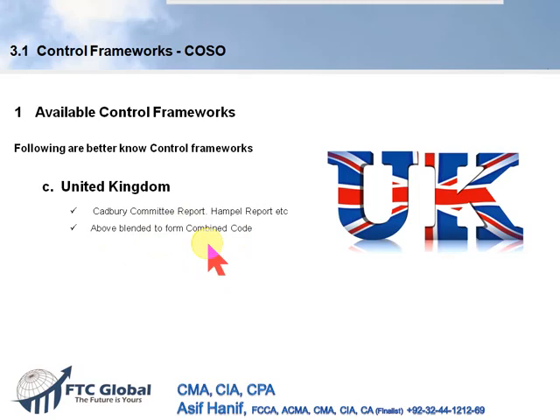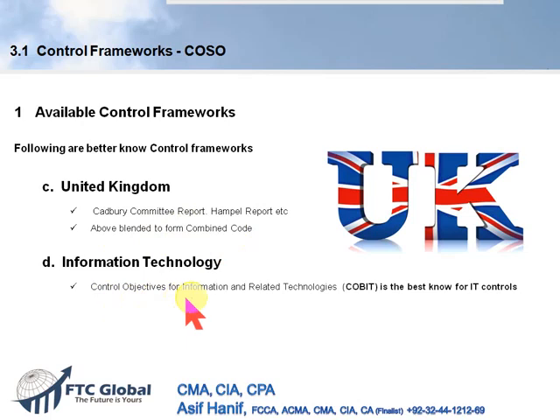Then we have certain frameworks for information technology: Control Objectives for Information and Related Technologies, called COBIT. It is the best known IT control. There is one more within IT, Electronic Systems Assurance and Control, eSAC. So as I told you, you don't have to read them in detail on an extensive basis. You just need to familiarize yourself with what they are and how to apply them in the given questions.